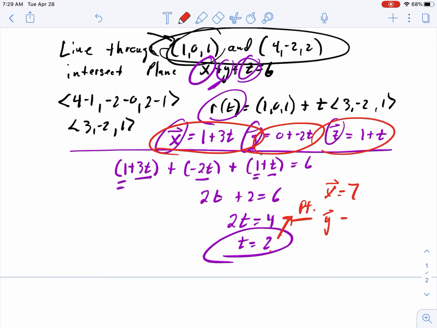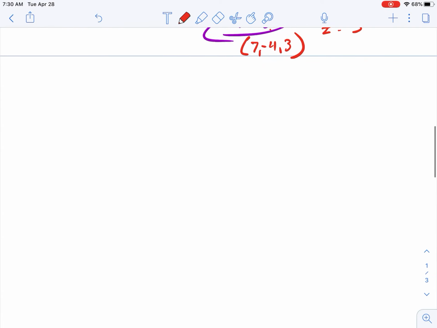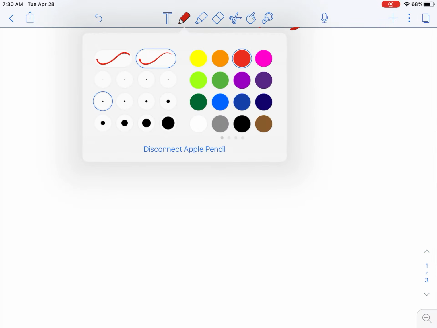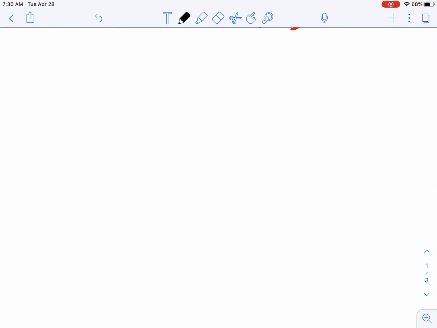So my x component, that's 2, 6, 7. My y component looks like -4, and my z component is 3. So the location at that time would be 7, -4, and 3. Okay. Let's go to the next scenario here.